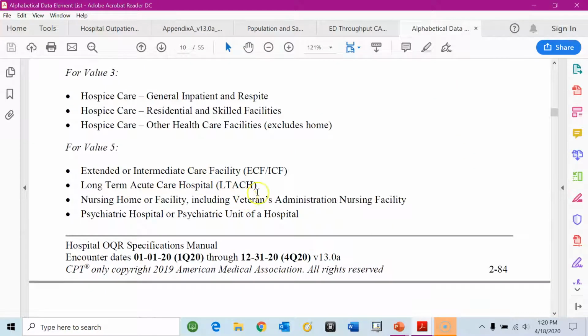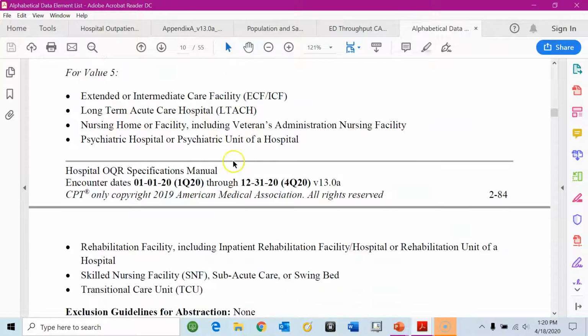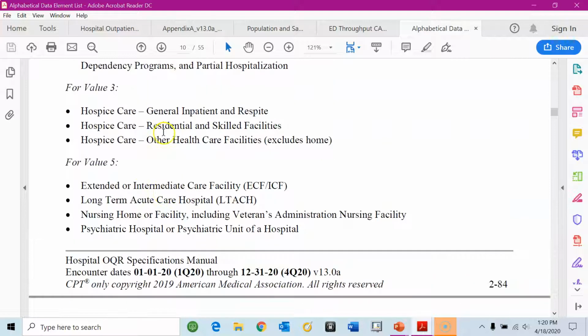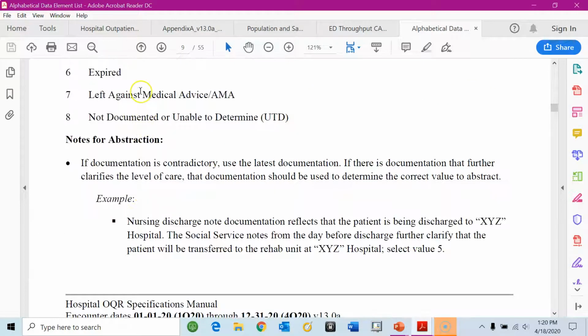Okay, this is what fits in: extended or intermediate care facilities, long-term acute care facilities, nursing homes, rehab facilities, skilled nursing facilities, swing beds. If you have a patient who was transferred or discharged to anything that fits here under value 5, then that gets listed. The discharge status is other healthcare facility.